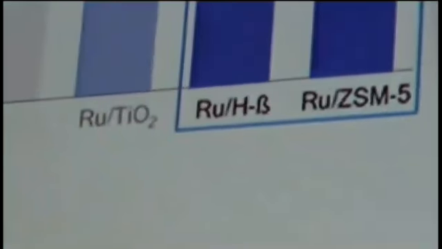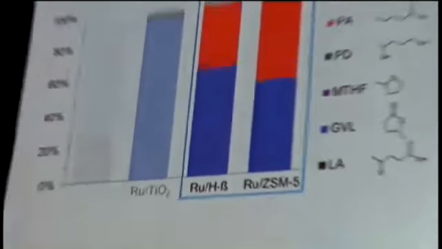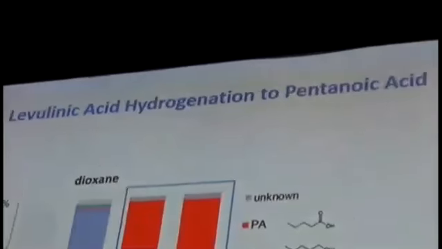So what you see is that both beta and ZSM5 give us some pentanoic acid. Beta gives us less pentanoic acid than ZSM5. I'll show you in a second why this is. What we did is we basically tried to optimize the yield through variation in catalyst synthesis. We played with the synthesis quite a lot until we got this under control.